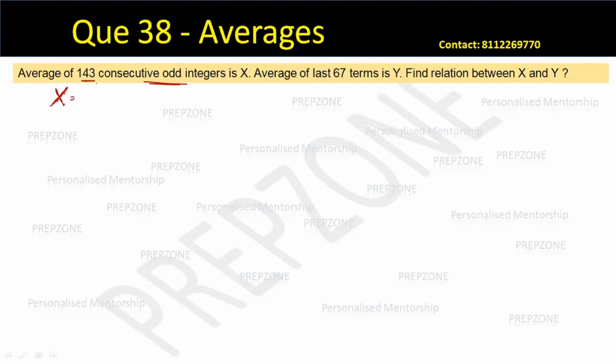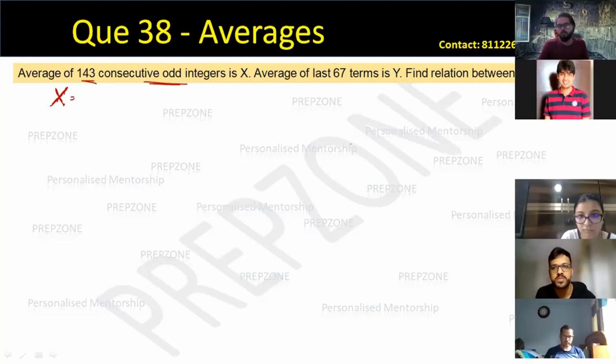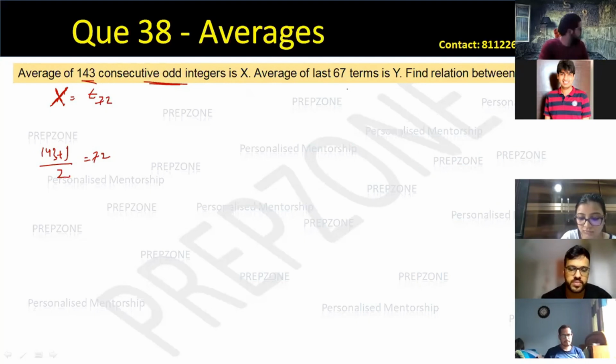If we have 143 terms, say t1, t2, t3, t4 till t143, what is the average of an odd number of terms? For an odd number of terms, the average is (143 plus 1) by 2, which is 72. So x has to be my 72nd term. Clear, everyone? Similarly, the average of the last 67 terms is y.